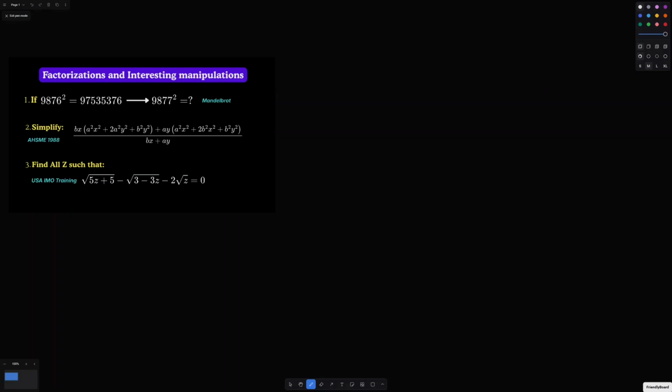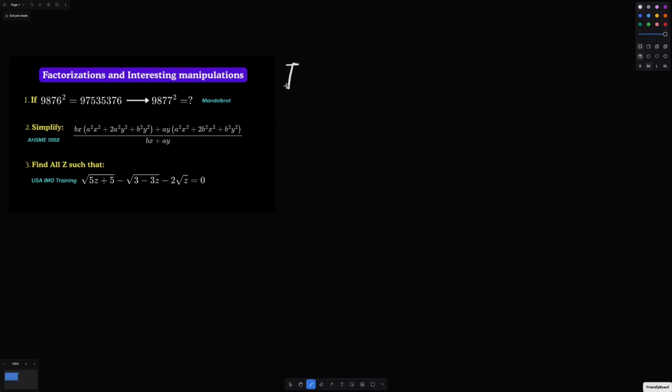It is asking that if 9,876 to the power of 2 equals this, what is 9,877 to the power of 2? So one way would be just you multiply 9,877 and you have the solution, but that's not what they want. They want you to actually use an algebraic way to solve this problem. So how can we do that?